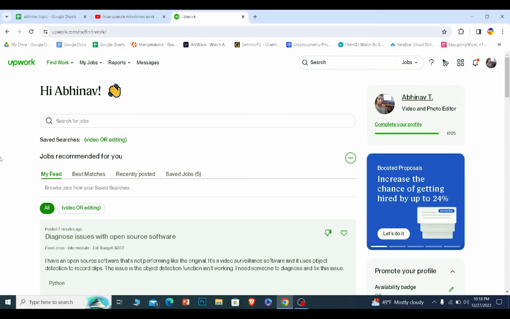If he completes the first 10%, I pay him $100. After he completes the next 50%, I pay him $200. And after he completes the rest of the remaining jobs, I pay him the rest of the remaining money. So that is basically what milestone is.